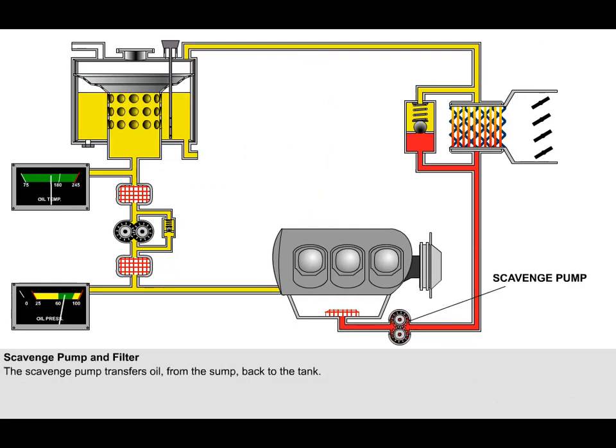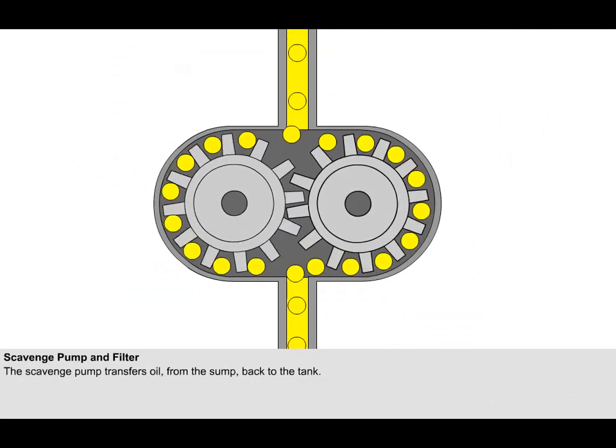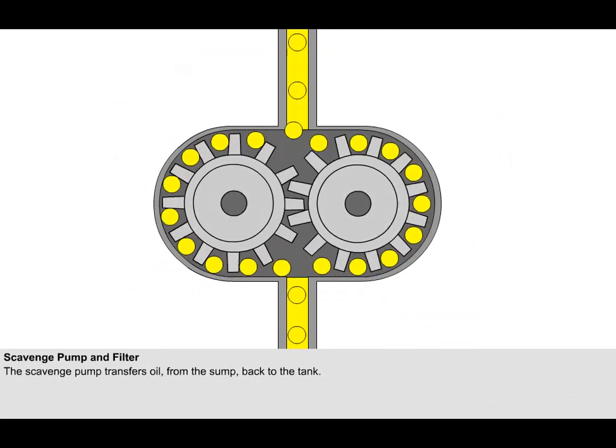The scavenge pump, or in some engines the scavenge pumps, pump the oil from the sump back to the tank. Scavenge pumps are of the same pump type as pressure pumps and are also mechanically driven from the engine's accessory gearbox.